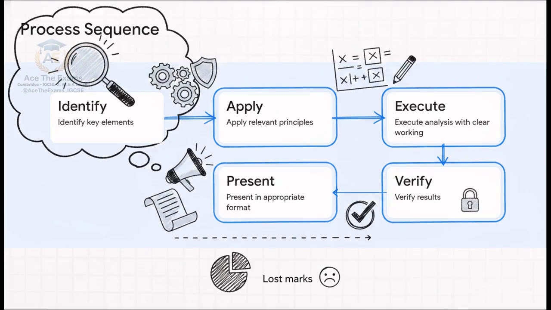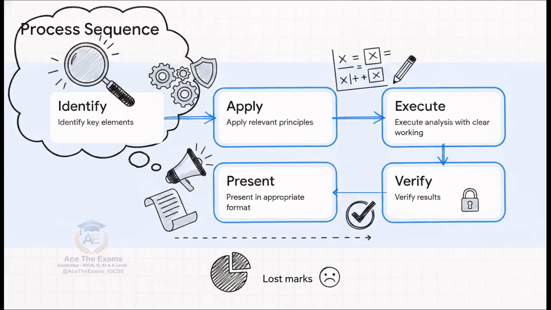Second, apply the relevant principles. The data wasn't encrypted, or the encryption was too weak. Third, execute your analysis with clear working. This is where you explain exactly how implementing an asymmetric encryption system utilizing public and private keys would have secured that data payload. Fourth, verify your results against the scenario's constraints. Does the company have the infrastructure for this? And fifth, present it in the appropriate format.